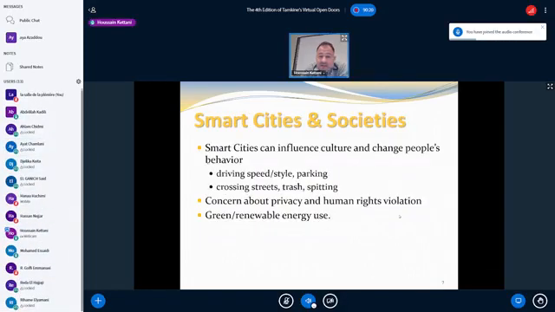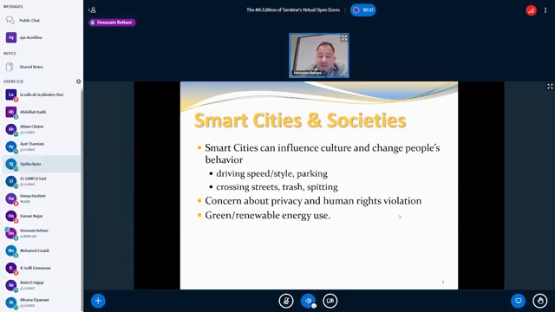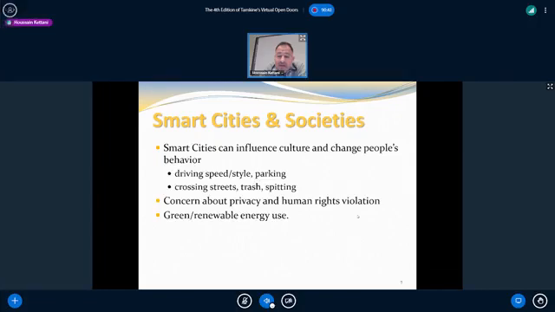So smart cities can influence culture and change people's behavior, like driving speed, driving style, parking. If they know that they're going to get a ticket without anyone's intervention, then they would be conscious not to break the law, not to park where they're not supposed to park, not to speed, and to respect traffic laws.